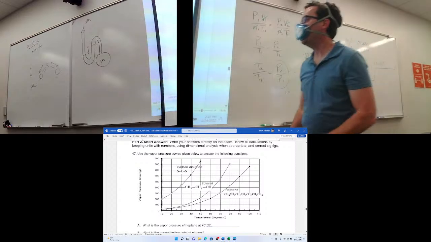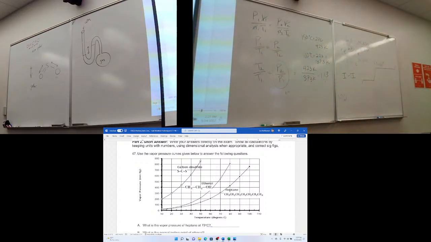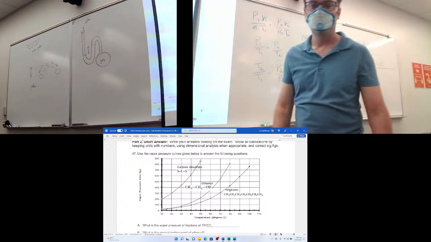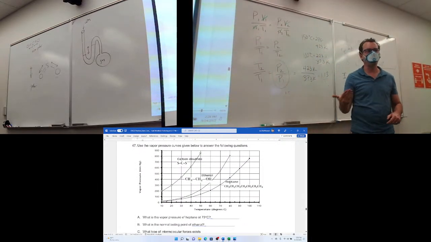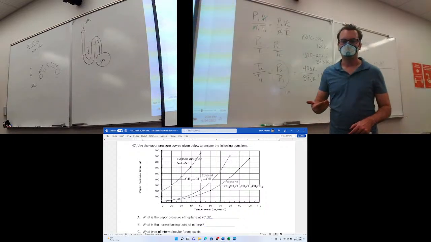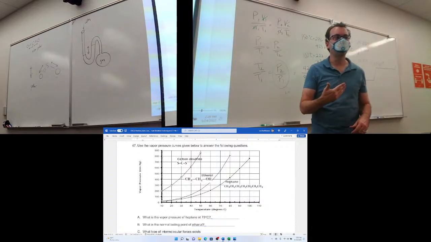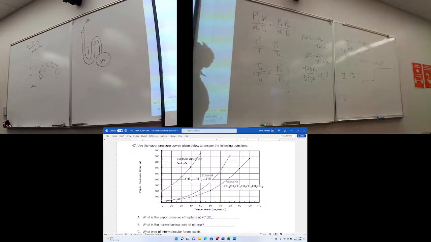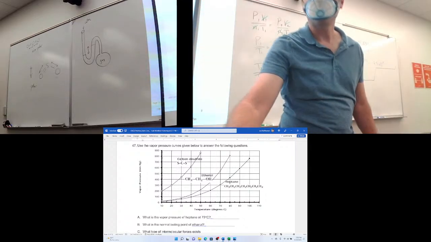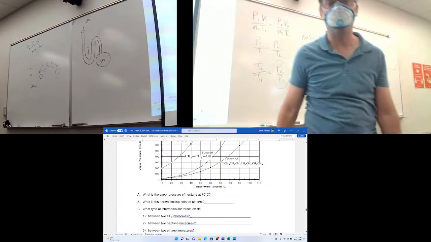What is the vapor pressure of heptane at 70 degrees C? There's heptane at 70 degrees C. The vapor pressure is 300 millimeters of mercury. What is the normal boiling point? So for boiling point, you look at what temperature the vapor pressure will equal the atmospheric pressure. So 760 is our atmospheric pressure. So for ethanol, that's right around here, 760. You go down, right around 78 degrees. Try to be somewhat accurate, but you don't have to be perfect. It's fine.